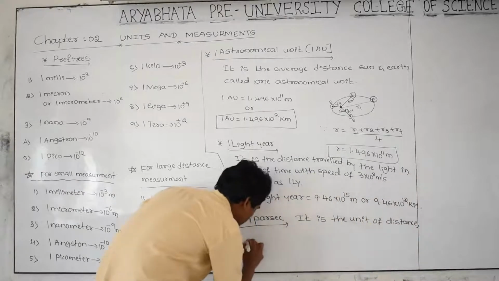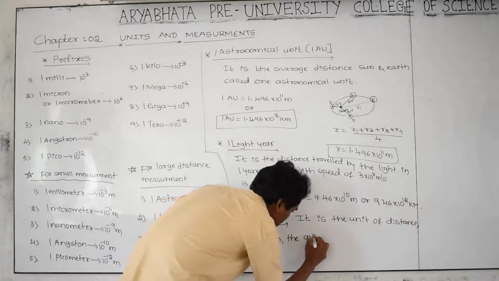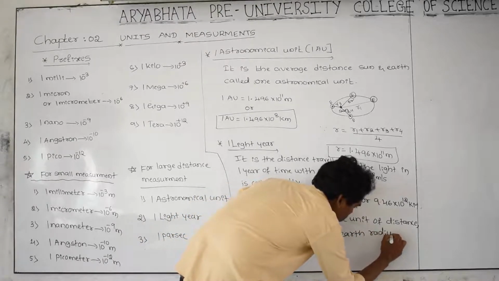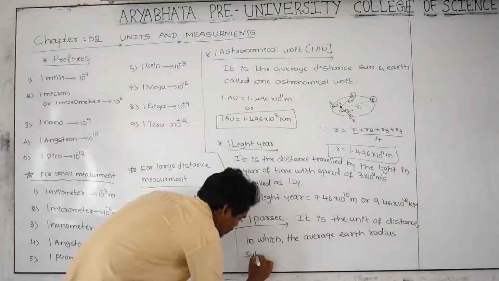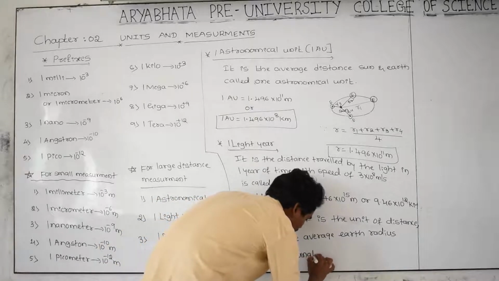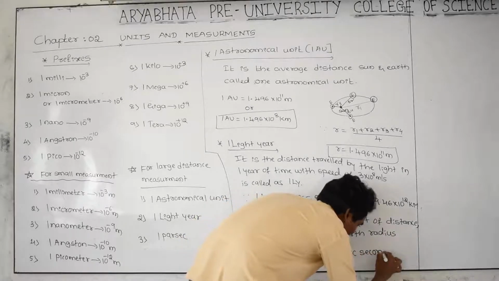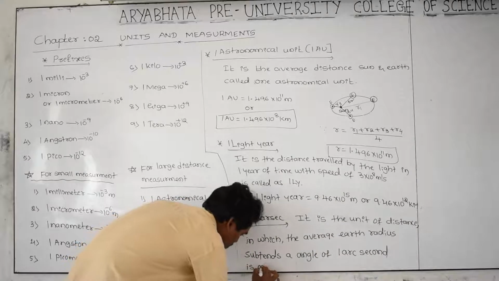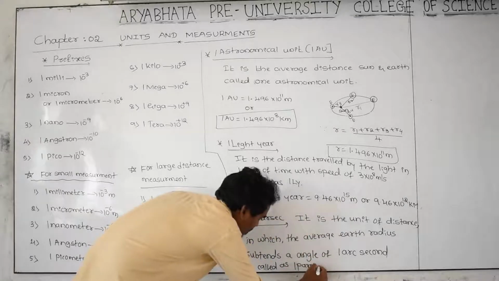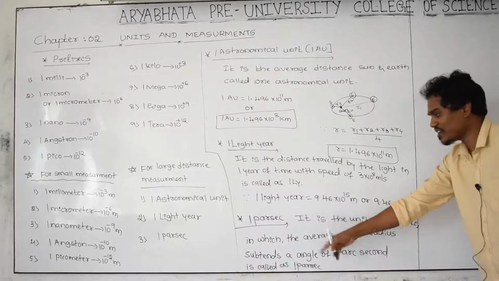Unit of distance in which the average earth radius subtends an angle of 1 arc second is called 1 parsec. 1 parsec is also indicating a distance. Imagine, it is a bit of a definition.